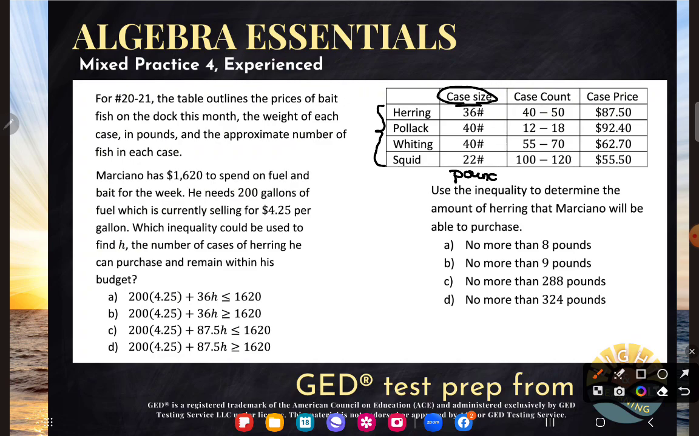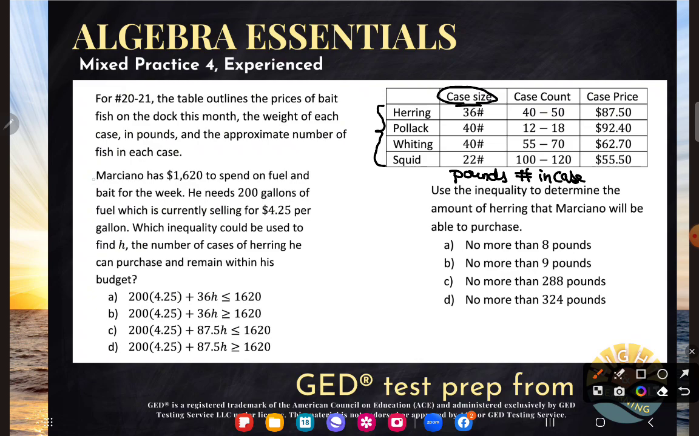It's an abbreviation. So 36 pounds, 40 pounds, yada, yada. Then we have the case count, 40 through 50, 12 through 18. That's the number of fish in a case. Not pounds, but each, like if you were counting them. And then, of course, our case price.